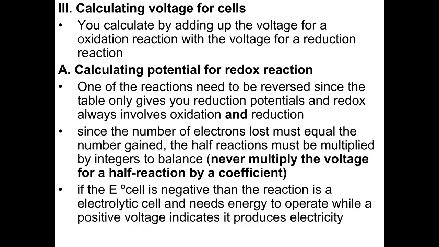So be aware. If the voltage is negative, then the reaction is an electrolytic cell and needs energy to operate, while positive voltage indicates it produces electricity. So you're going for positive numbers. And why? Because of the whole delta G formula, right? You want a negative G.